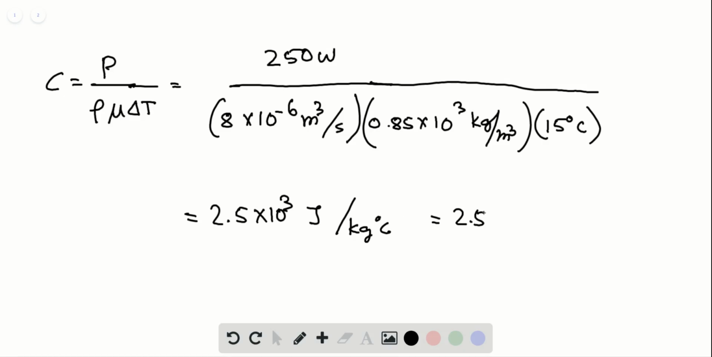So that gives us 2.5 times 10 to the power 3 joules per kg degree Celsius, which is 2.5 times 10 to the power 3 joules per kg Kelvin. And the reason we can do that is because the numerical difference of Celsius and Kelvin are same.